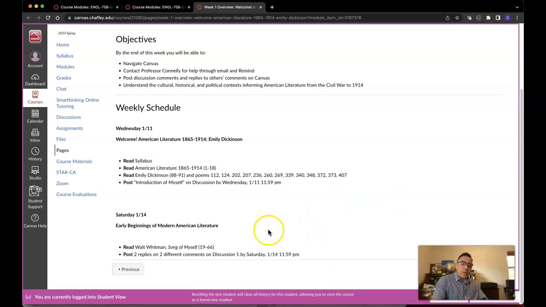Notice coming up on Saturday, we'll be looking at the early beginnings of modern American literature. That includes Walt Whitman's Song of Myself. This is a longer poem. If you notice, it is roughly 66 minus 20, 46, 47 pages, and it goes on and on. If you feel like you're getting lost in it, that's okay. It's so grand that you just kind of have to let it wash over you.